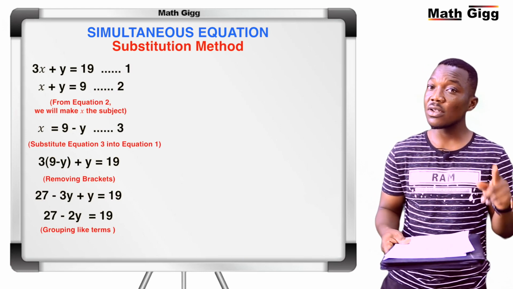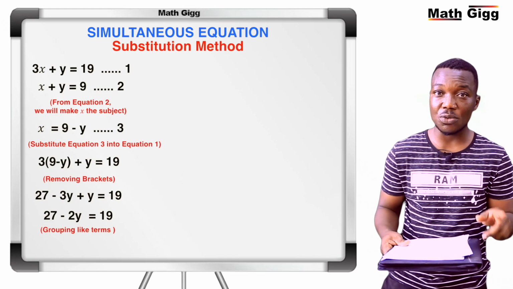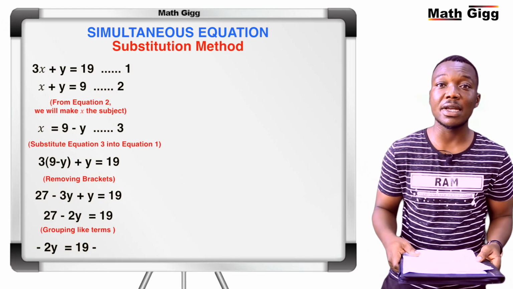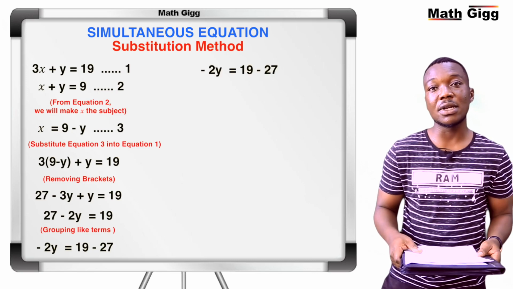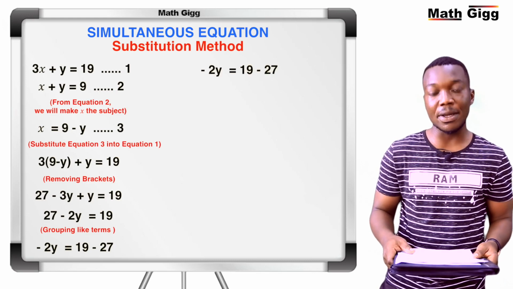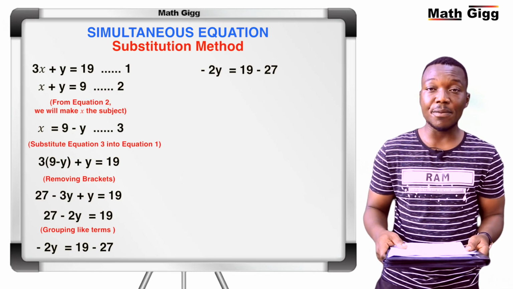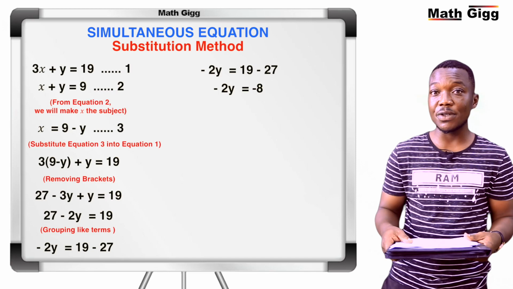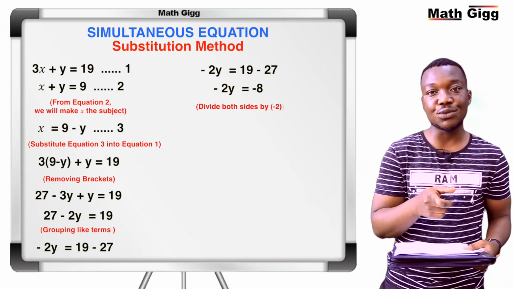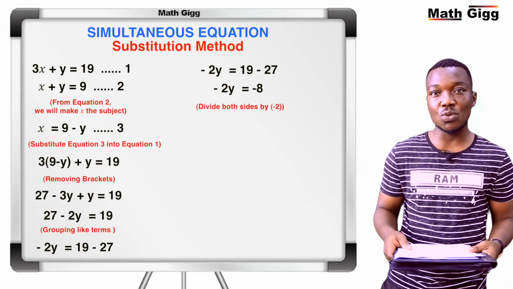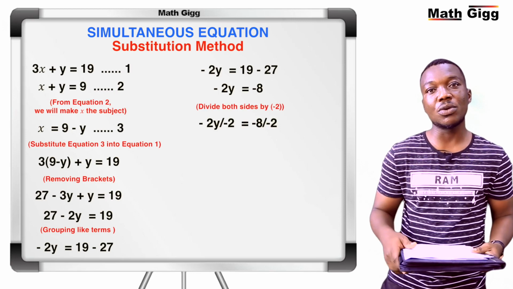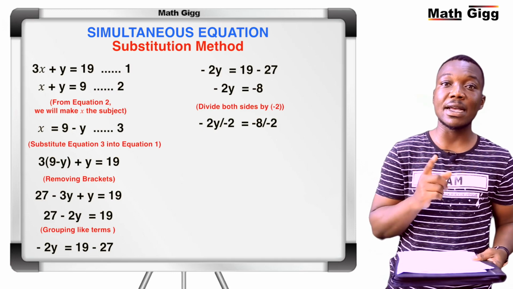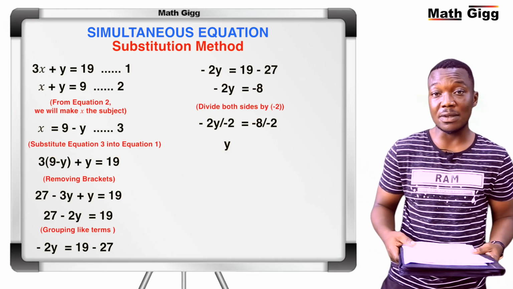For those in SHS, you have your calculators, you can't get this wrong. For those in JHS, remember that 19 minus 27 is going to give us a negative result because the 27 that is subtracting is bigger than the 19, okay? Now let's move on. We have minus 2y is equal to negative 8. Now we are dividing both sides by the coefficient of y, and this time it's negative 2. When you divide through by negative 2, two negatives, when they divide, we are going to have a positive answer. So negative 8 over negative 2, we are expecting y to give us a positive 4. And that's the value for y.